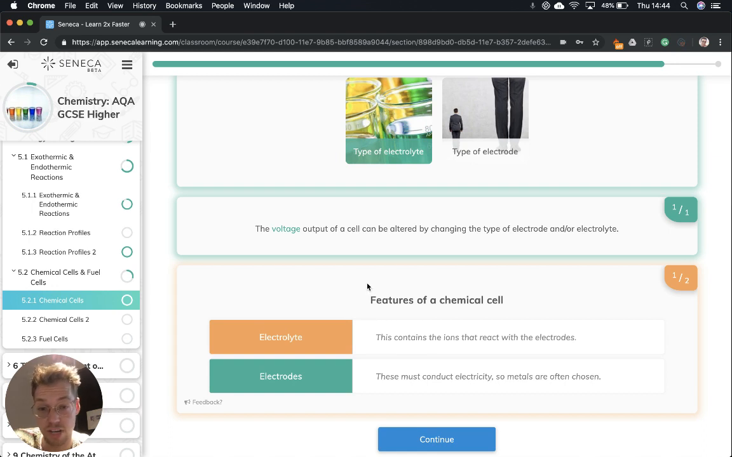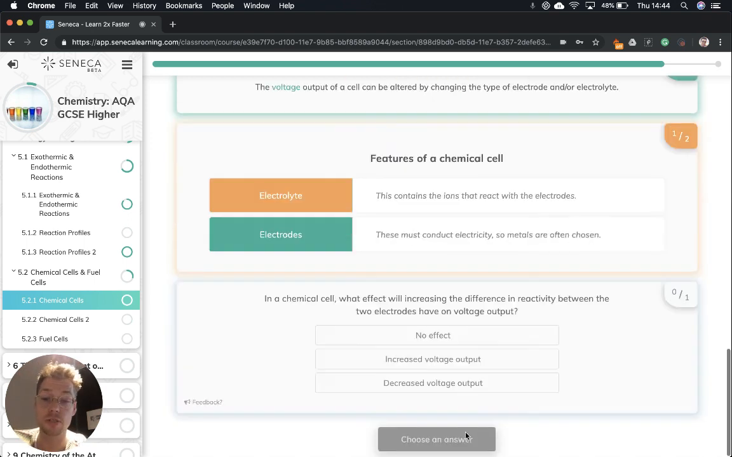Make sure you spell electrolyte correctly. It's a tough one. E-L-E-C-T-R-O-L-Y-T-E. Remember it. Sometimes examiners can be really mean with spelling. So those are the 2 parts, an electrolyte and an electrode.